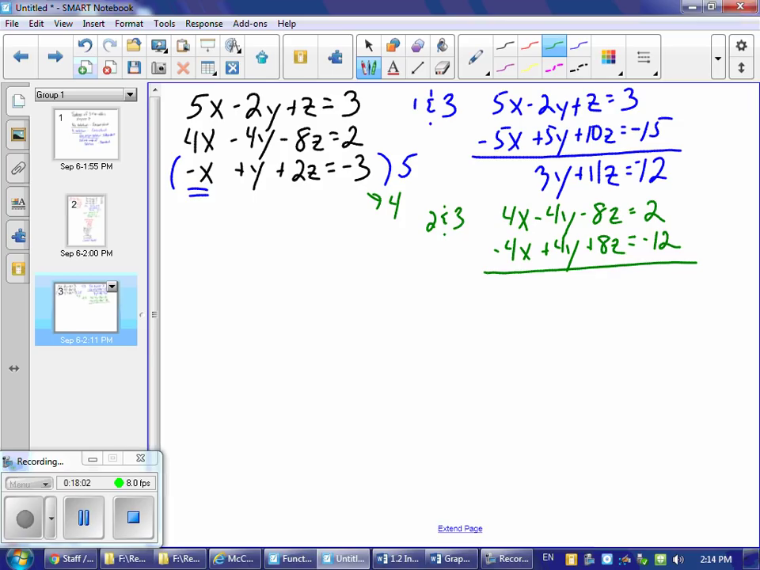And let's see what we get here. 4x and -4x is 0. -4y and 4y is also 0. That could be good. And wait a minute, -8z and +8z, that's also 0. So I end up with 0 on the left-hand side. That's okay if it happens. But look what you get on the right. I get 2 and -12, which is -10. This gives me 0 equals -10. Hopefully we all know that that's a false statement.